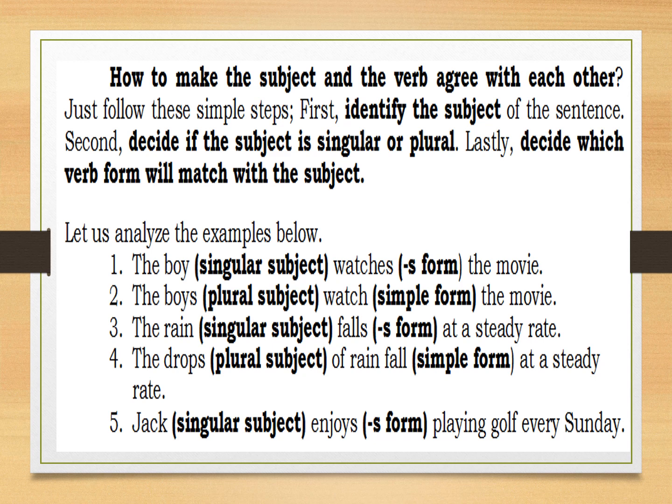The rain falls at a steady rate. Rain is singular, so the verb must be in its S form. So the rain falls. The drops, plural, so the drops of the rain fall. Fall is our simple form of the verb because we have the plural subject drops. The drops of the rain fall at a steady rate. Number 5: Jack, which is a singular subject, enjoys, S form of the verb, playing golf every Sunday.